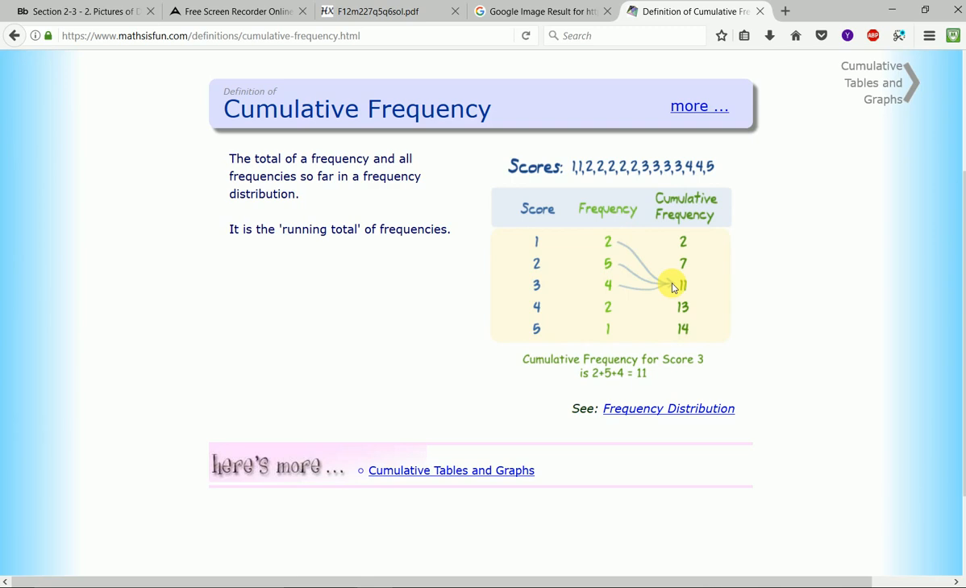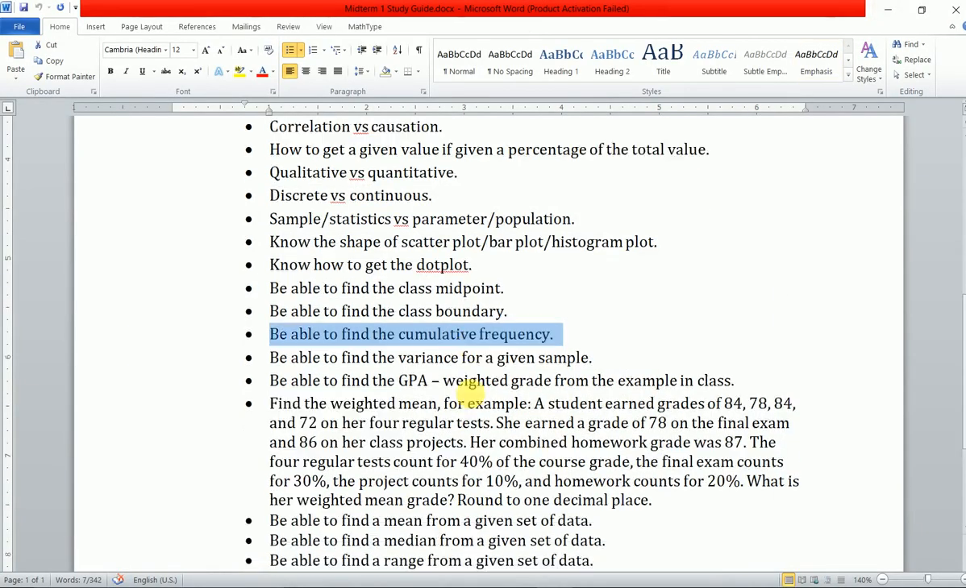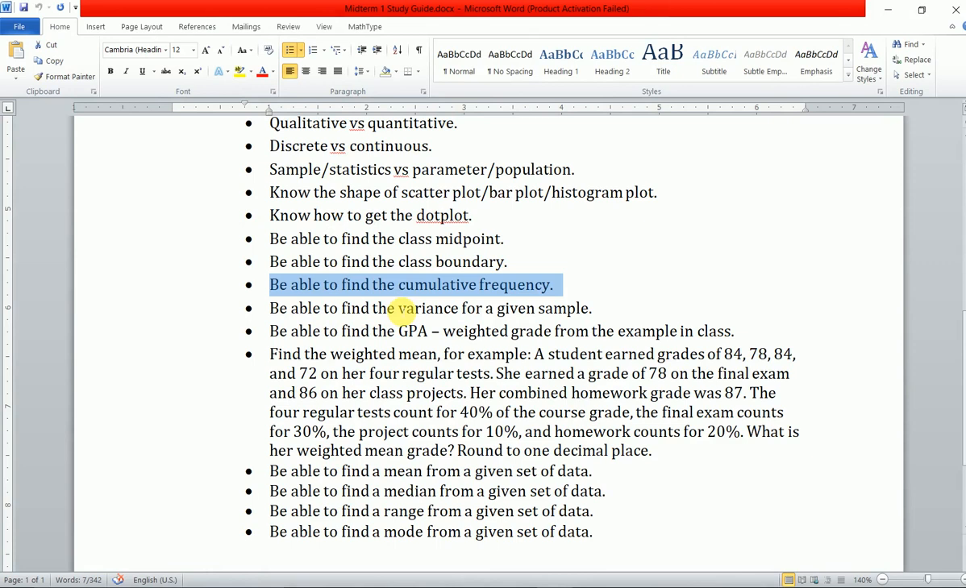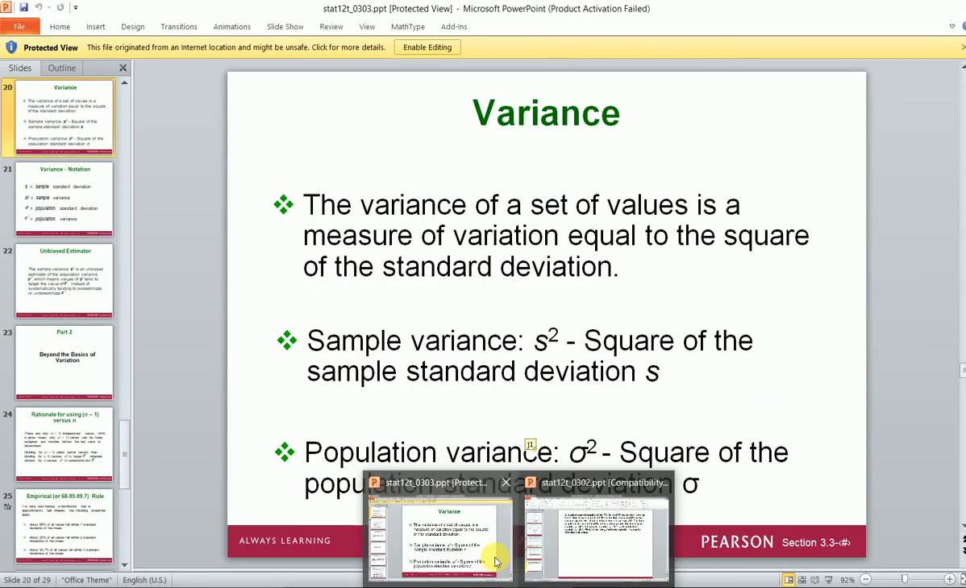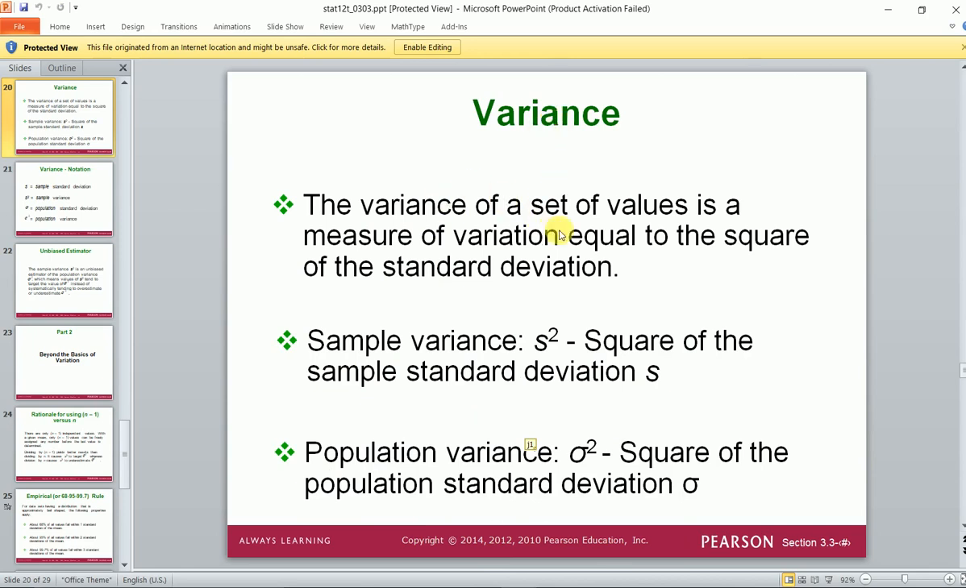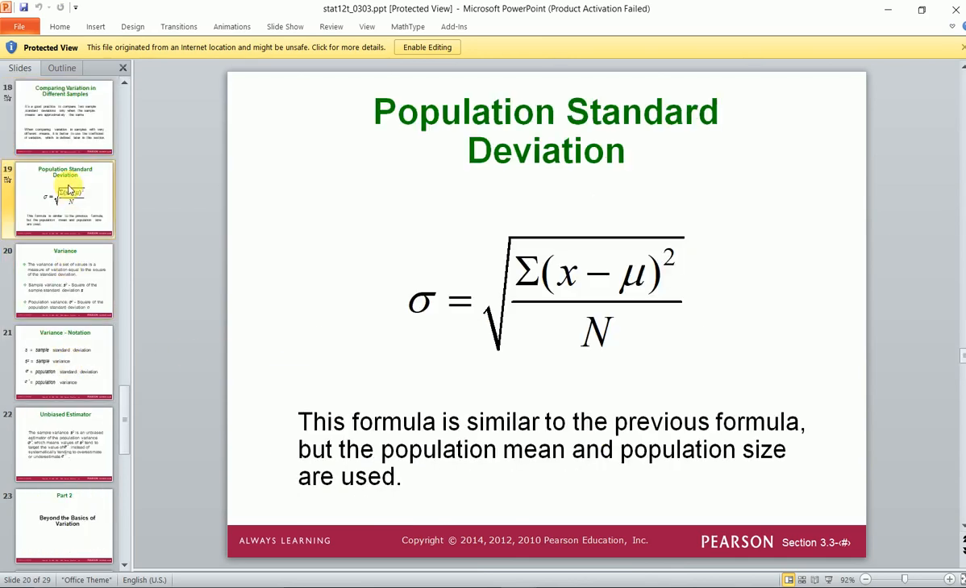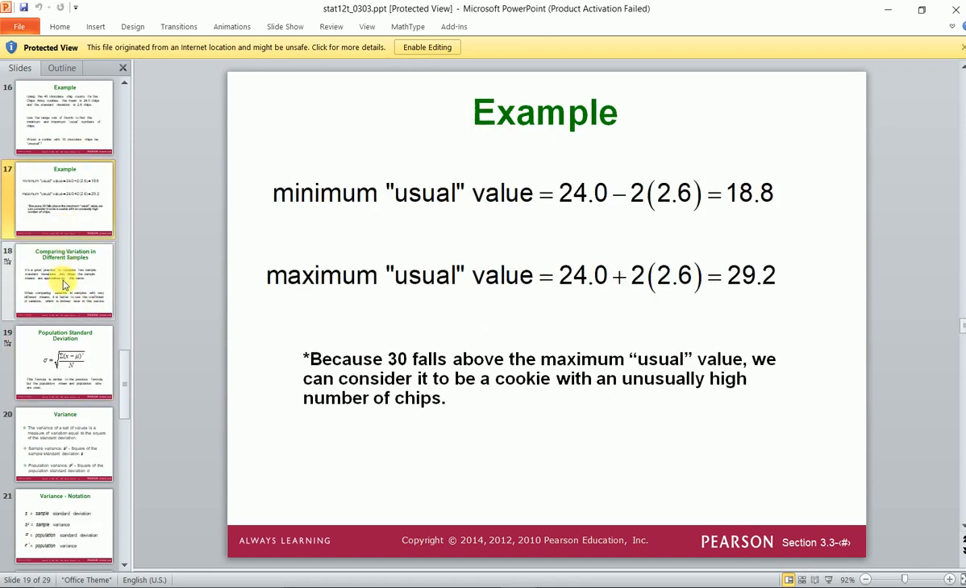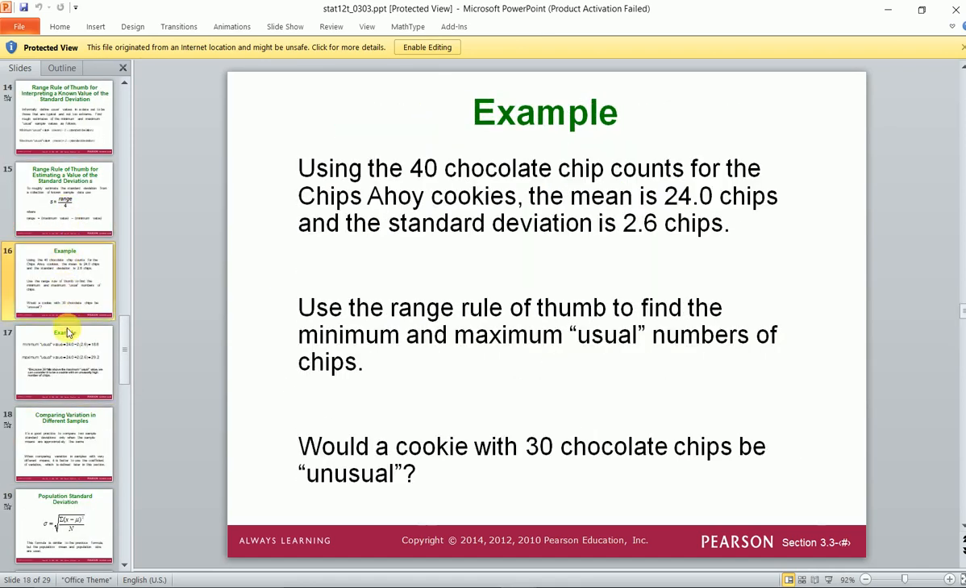Alright? So be able to find the variance of a given sample. It's easy. Variance is just what? It's just the square of your standard deviation. Now let's go back to the standard deviation, back here.